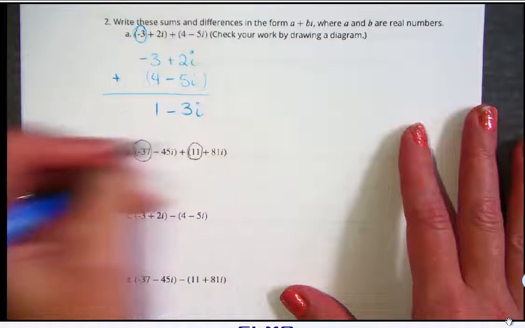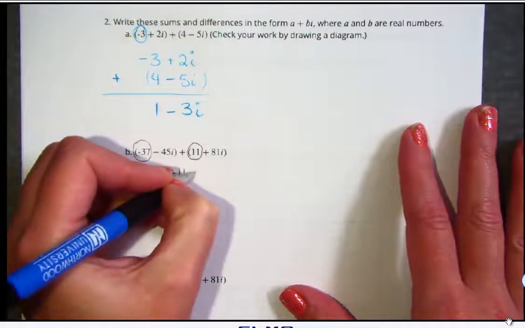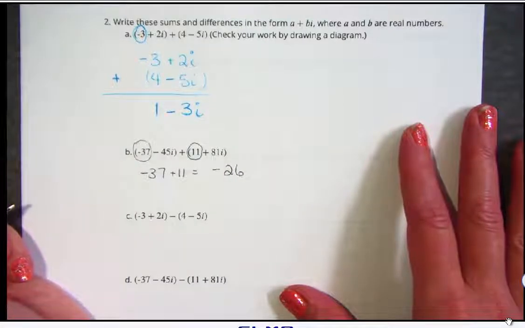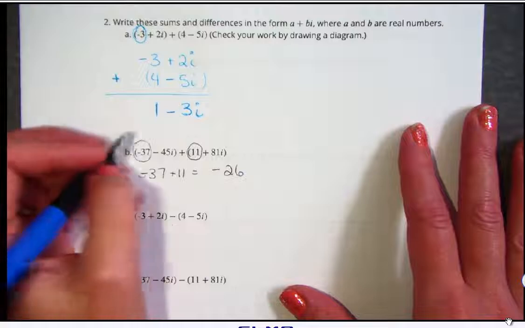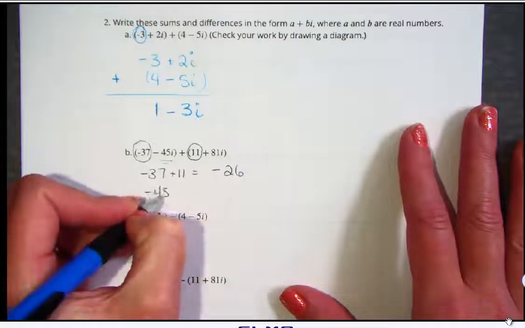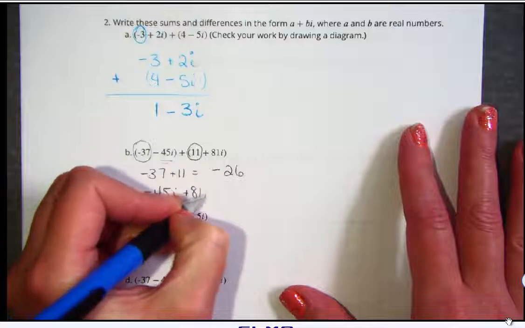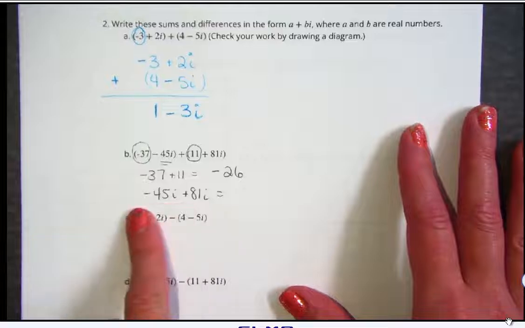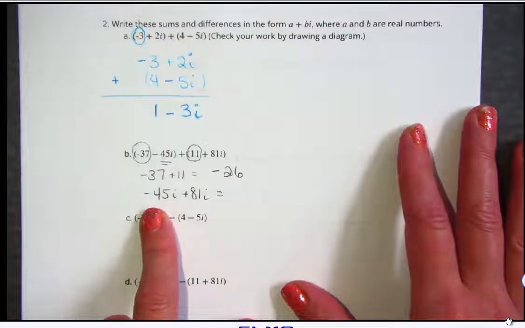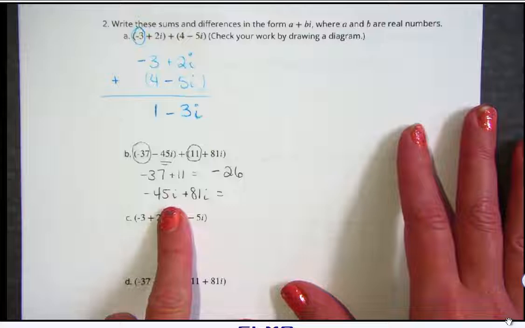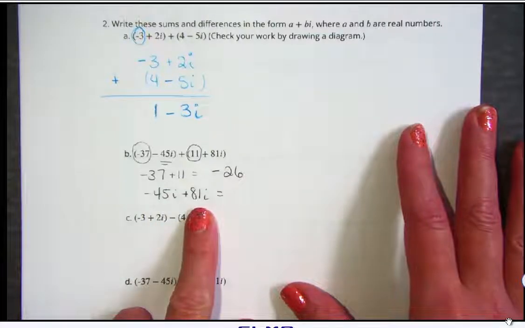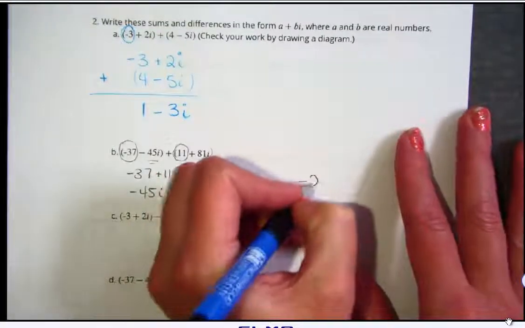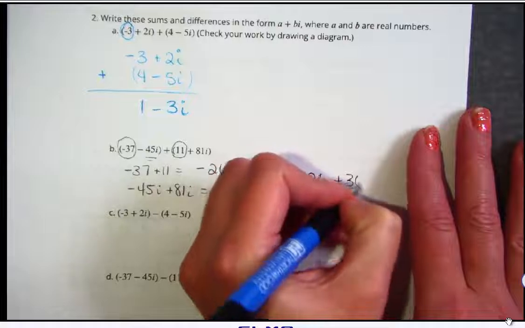I'm going to keep on doing those same things, maybe in a different way here. Negative 37 plus 11. Negative 26. Minus 45i plus 81i. Let's see, 80 minus 40 would be 41. I need to subtract another 5. So 41 minus 5 is 36. So my answer is negative 26 plus 36i.